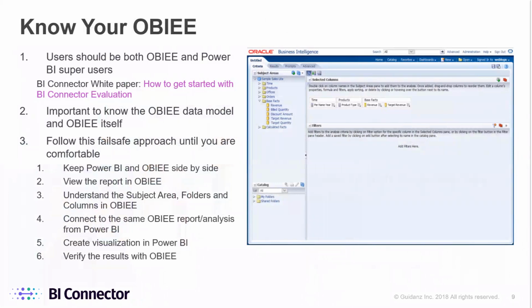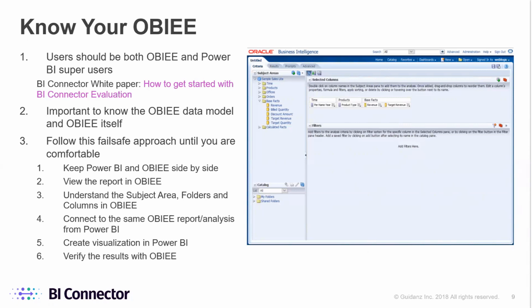So let's start with the first best practice: know your OBIEE. A common problem that we have seen is that Power BI users who are most eager to access the OBIEE data often have limited knowledge of what OBIEE is, how it works, what the subject areas do, and how OBIEE performs. While BI Connector has made it simple to access the OBIEE subject areas and reports, the complexity of OBIEE is still very relevant.